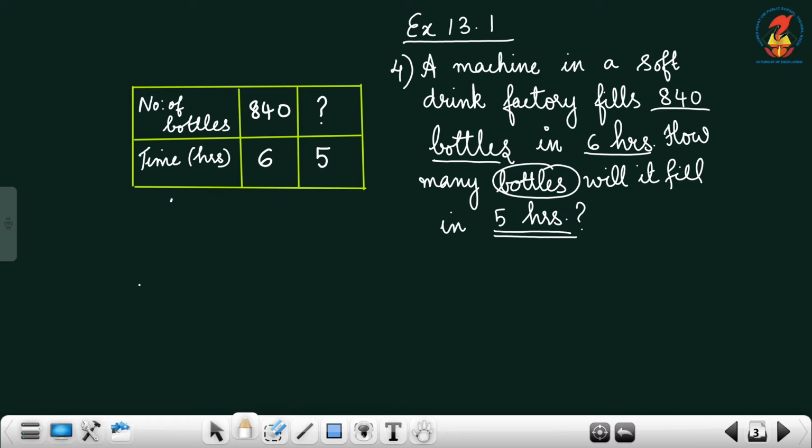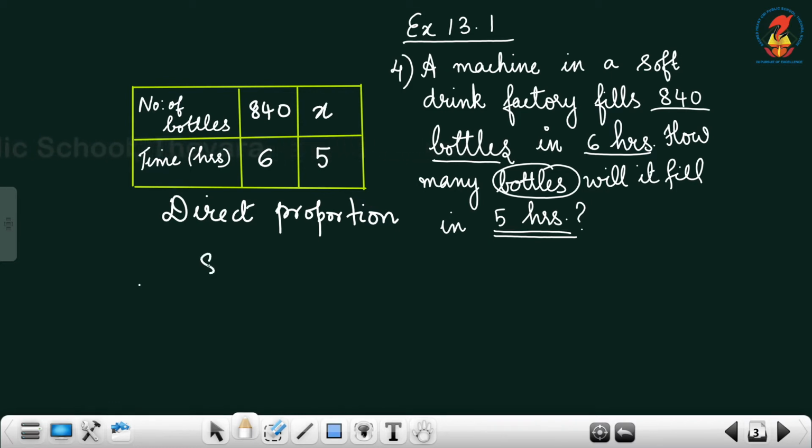As the time increases, the number of bottles will also increase. So, which type of proportion is this? This is a direct proportion. You have to write which type of proportion this is. Then, let the number of bottles to be filled equal x. The unknown quantity, we are taking it as x.